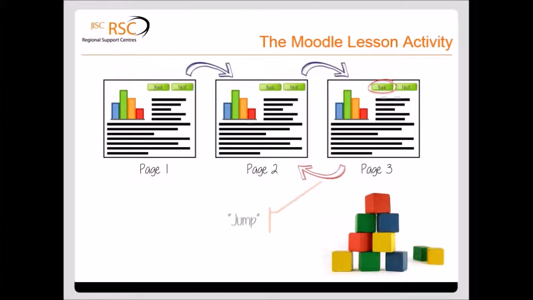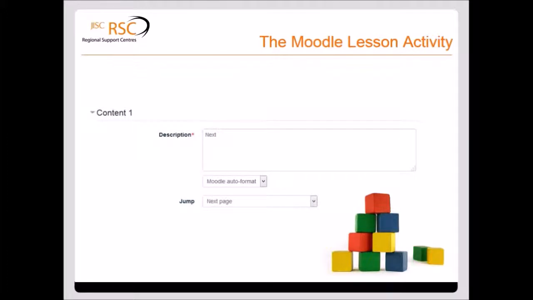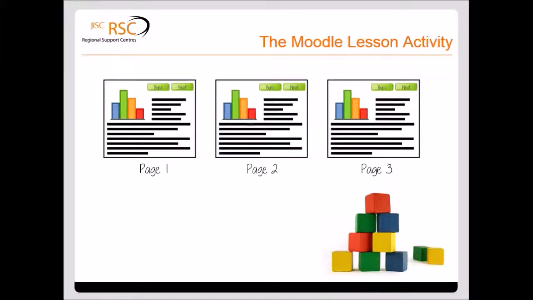So each of these individual little steps are what Moodle refers to as the jumps. Jumping from one page to another, or jumping back from one page to a previous page. So again, just to remind you, when you see the word jump in the Moodle lesson creation editor, jump is referring to whenever a user clicks this button, where is it going to take them to?